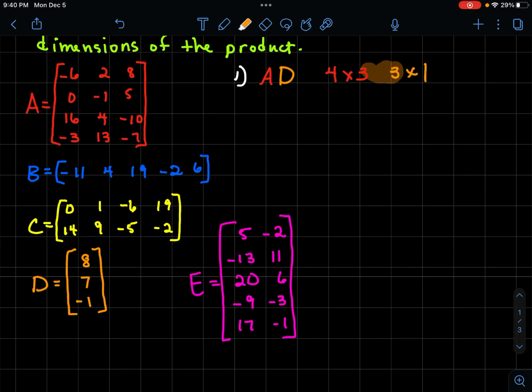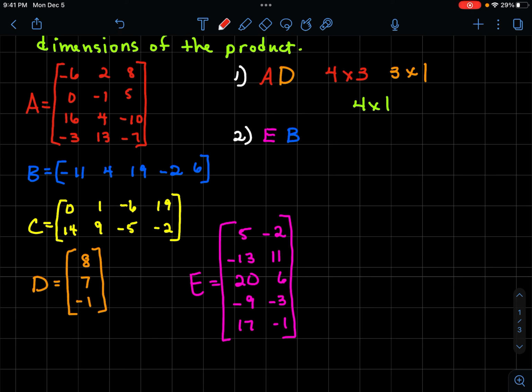What you need to be careful with is, do the numbers closest to each other match? Do the columns from the first matrix match the rows from the second matrix? If they do, then the dimensions of your new matrix will be the outside 2 numbers. So this will be a 4 by 1 matrix.